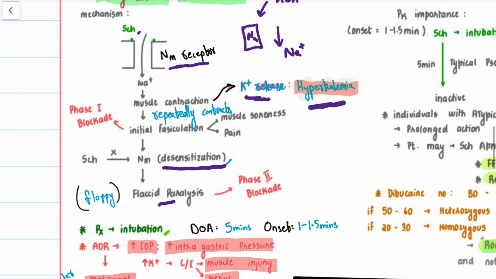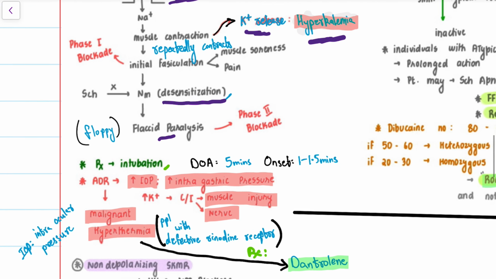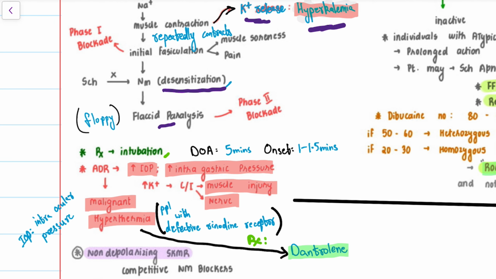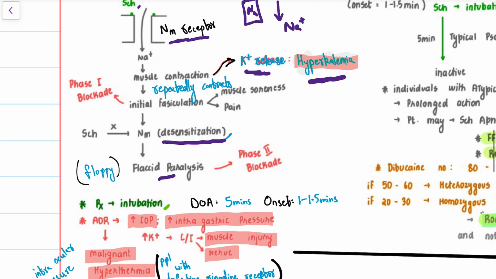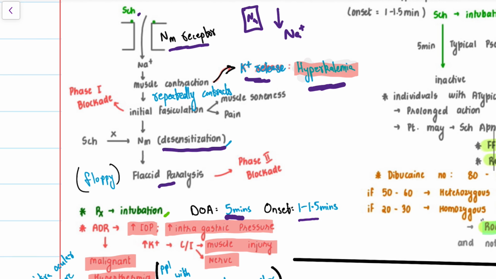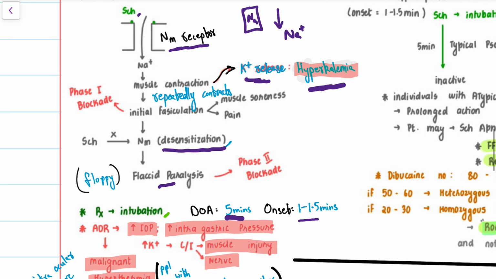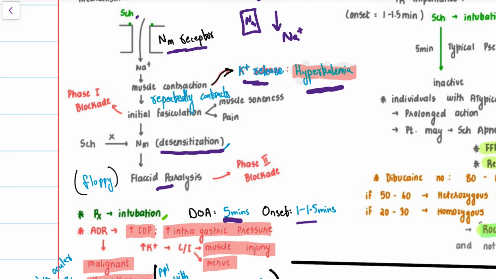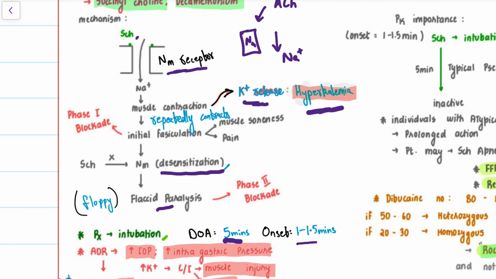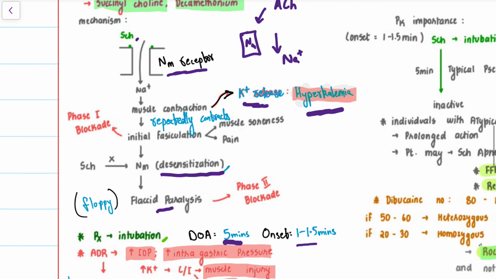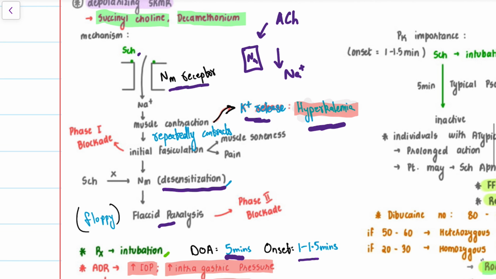So it is mainly given during intubations. Why is it mainly preferred during intubation? Succinylcholine's duration of action is like 5 minutes, and the onset is in 1 to 1.5 minutes, which is really important during intubation, right? The person is actually not able to breathe, so we need to intubate him as soon as possible. For that, we use this succinylcholine, and in 1 to 1.5 minutes itself, it will become relaxed, and then we can intubate him.